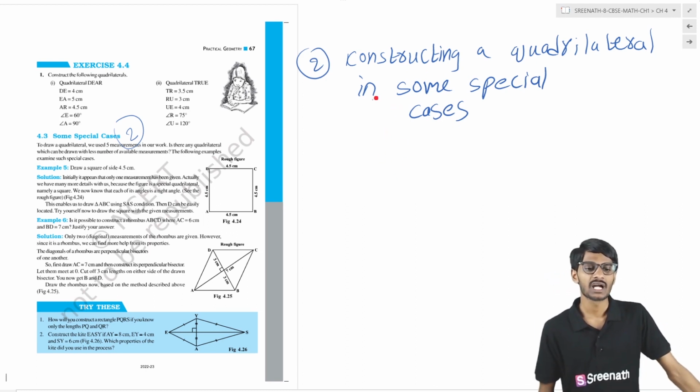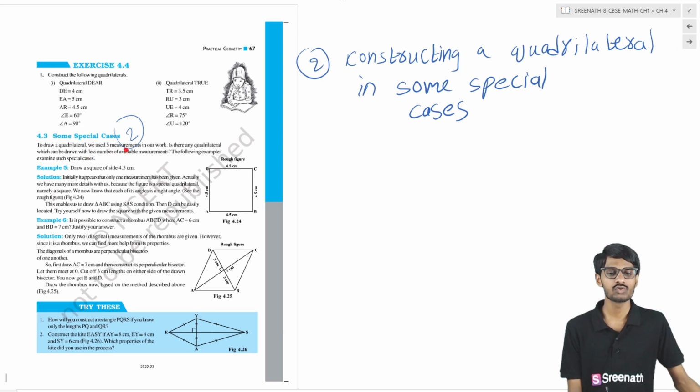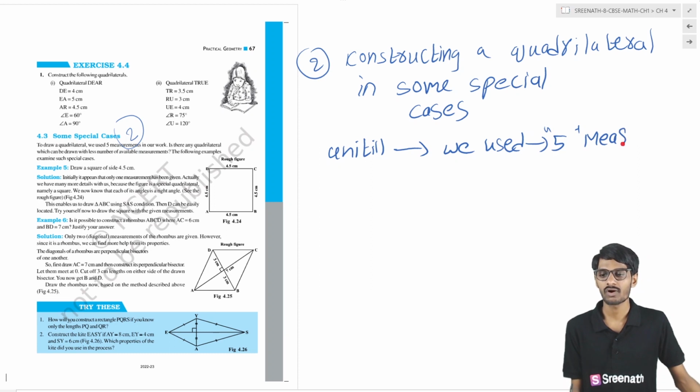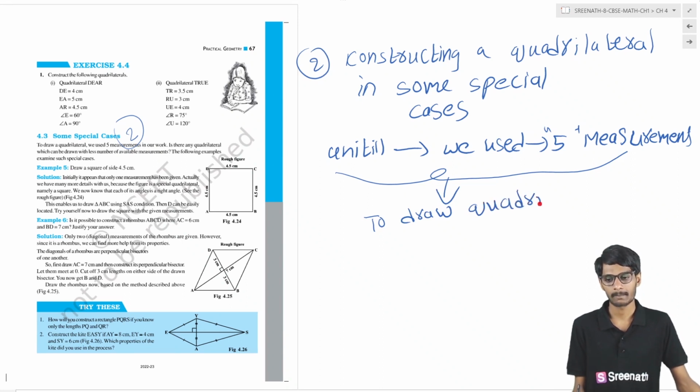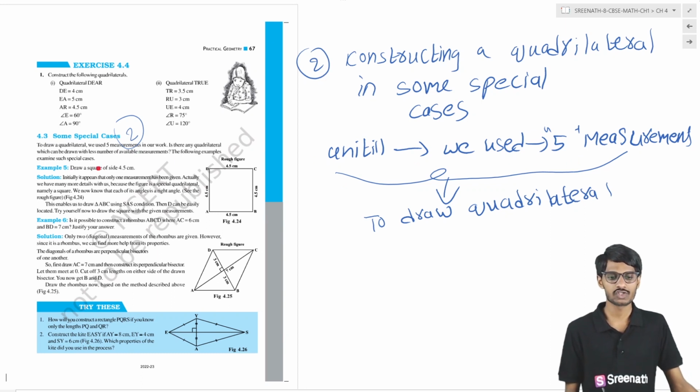So basically, until now, to draw a quadrilateral, we used 5 measurements. Until now, we have used 5 measurements to draw a quadrilateral.